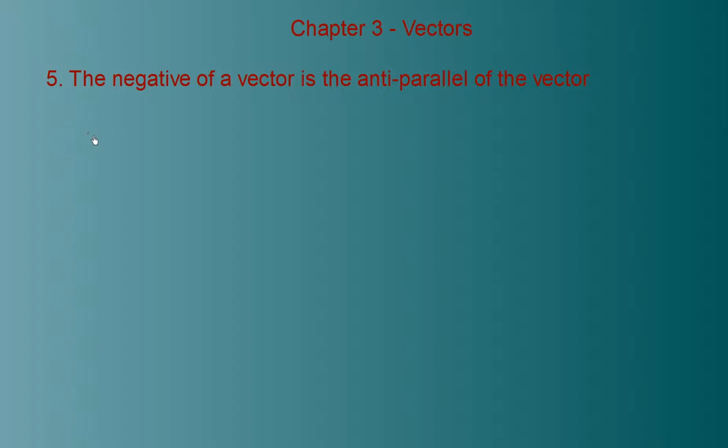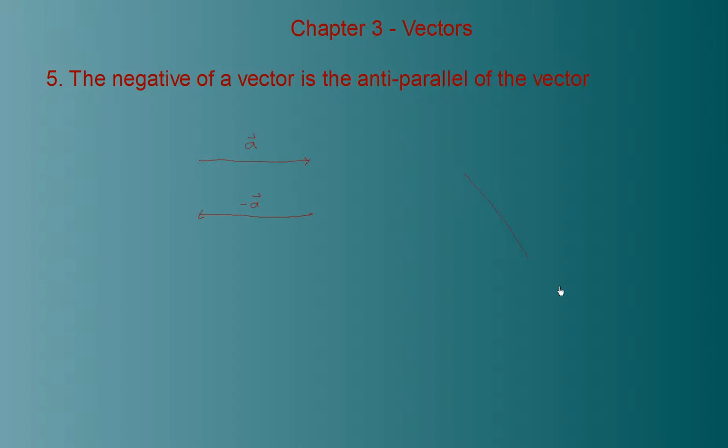Main concept 5. And that's basically saying the negative of a vector is the anti-parallel of the vector. Pretty simple. It's going to take just a couple seconds. If this is A, then negative A is just 180 degrees in the opposite direction.